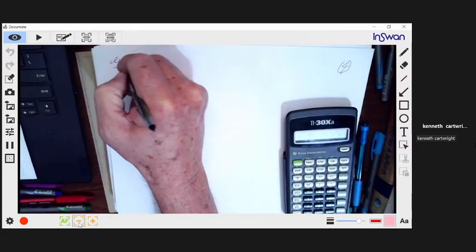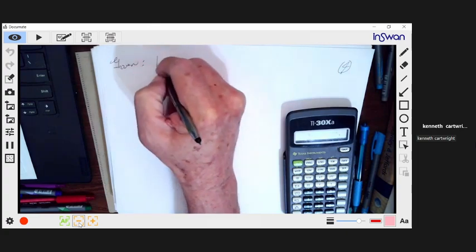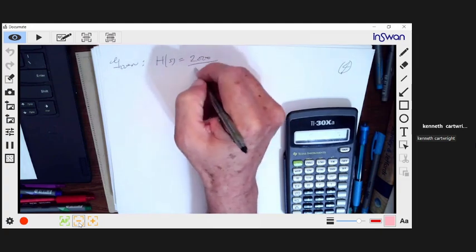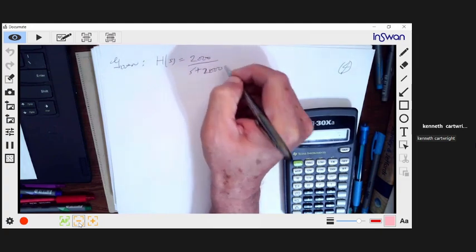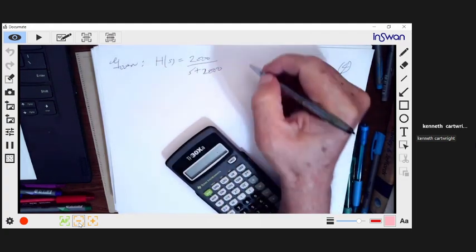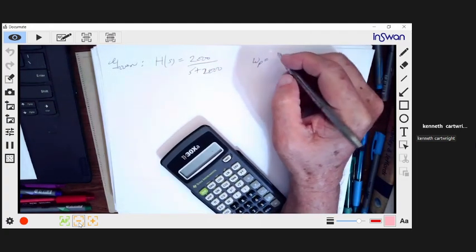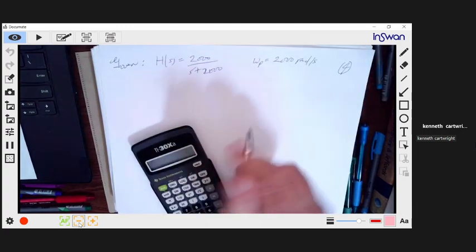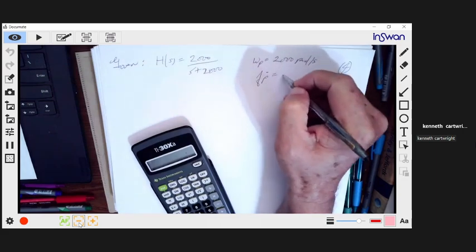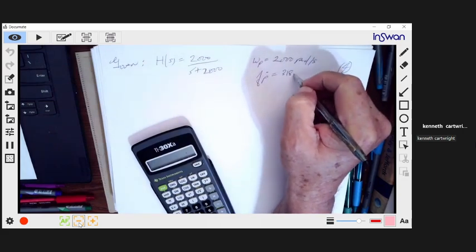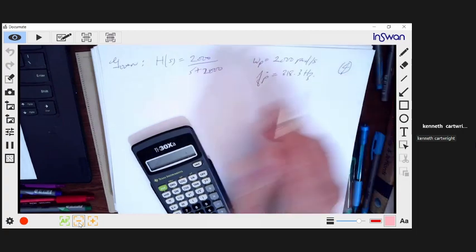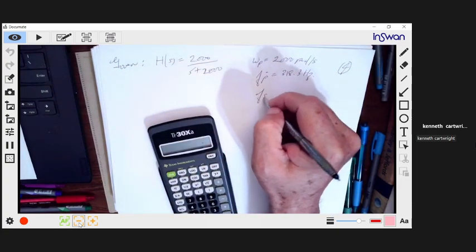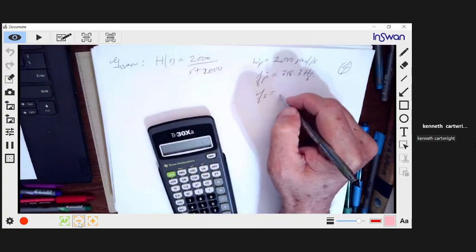So given: omega p, the cutoff frequency, is 2,000 radians per second, or fp is 318.3 hertz, same thing. Also given fs equals 1,500 hertz.